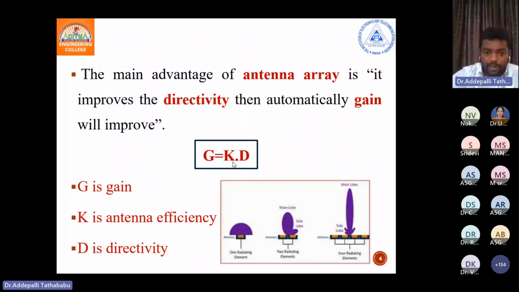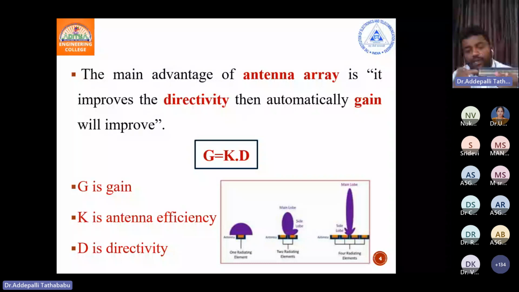Now coming to K, that K is the antenna efficiency or total efficiency. Efficiency of an antenna is defined as follows. For example, if you take one antenna, I am applying 1 watt of power here, that means 1000 milliwatts, based on impedance matching between the port and the power source. Here, this is the feed point.